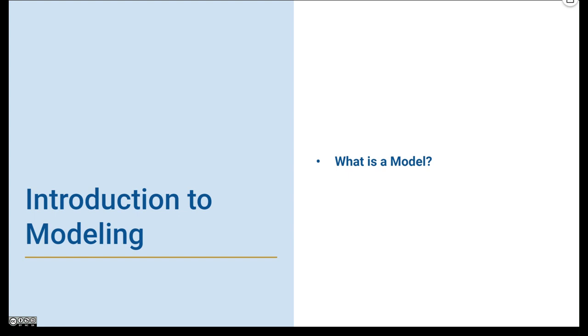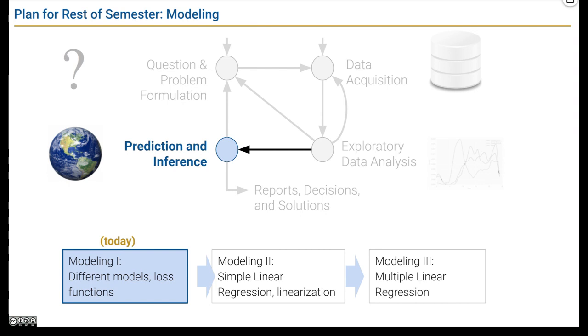Now we're going to introduce a whole new part of the course with a focus on modeling. So where does this fit into our data science life cycle? We've been working with the inference part of the cycle, and now we're going to be moving towards the prediction part. Today we'll look at different models and loss functions. And in future videos, we'll look at simple linear regression, multiple linear regression, and we'll be ending with a topic of classification called logistic regression.